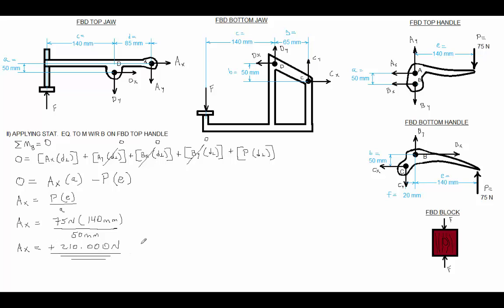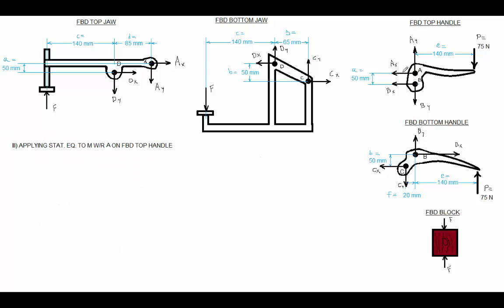If I just draw an arrow to the right, does that mean it's going to the right on the top jaw or the right on the top handle? It's much more confusing to figure it out. Also, this is not in tension or compression. It's not a two-force member. Only two-force members are in tension or compression. We just solved for AX by applying static equilibrium to moments with respect to B on the top handle.